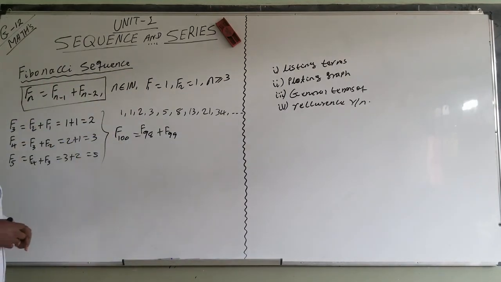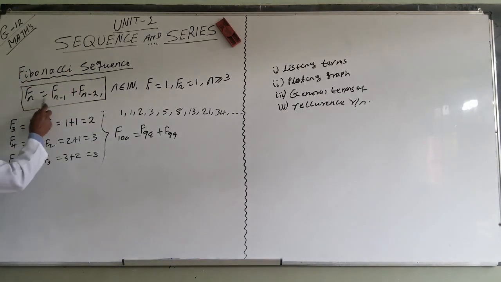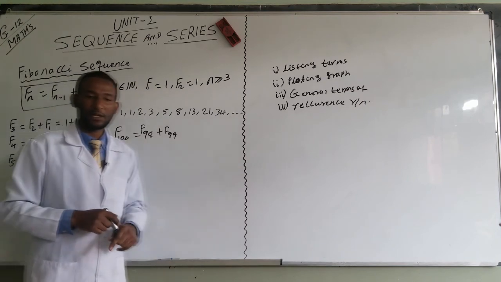Fibonacci sequence formula recurrence relation formula dhaan yoo ibsamu f of n is equal to f of n minus 1 plus f of n minus 2 dhaan ibsama jechuudha.